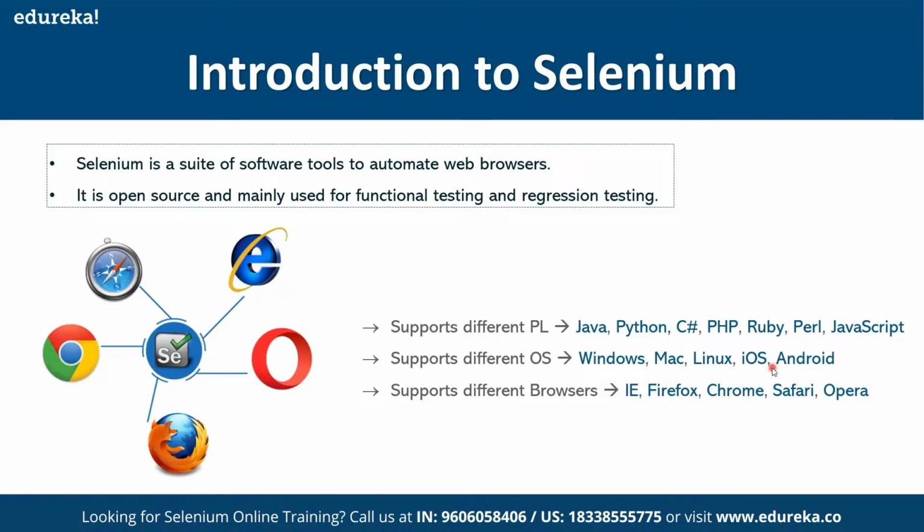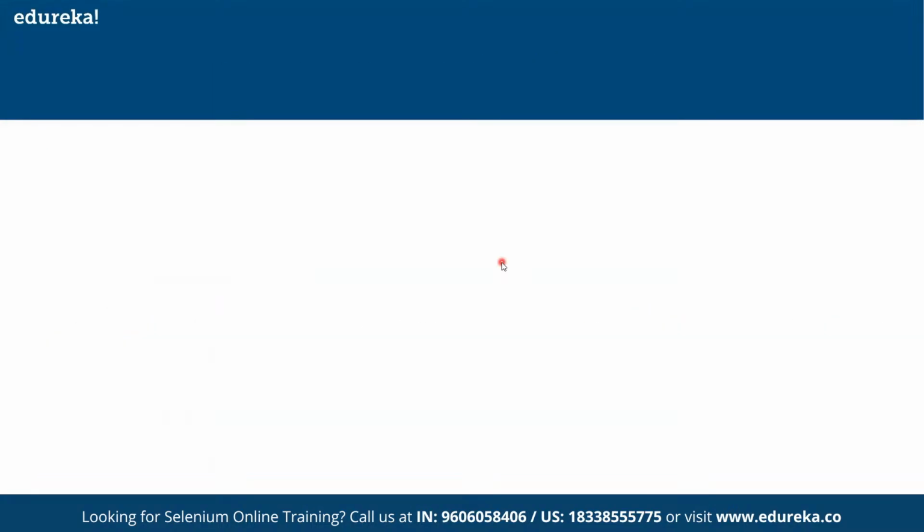So it has vast support because it has binding. Binding means it has been designed in such a way that Selenium has a different set of libraries for Java, and Selenium has a different set of libraries for Python. Okay, it is a library. So it's a very easy thing.